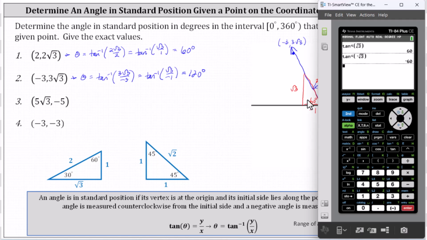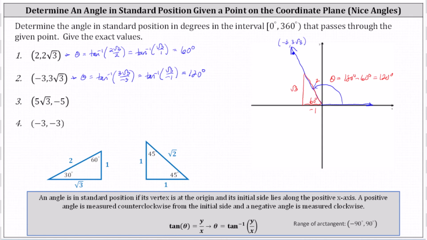The other option would be to add 180 degrees to negative 60 degrees to determine the angle. And the reason that works is if we go back to the coordinate plane and sketch negative 60 degrees, the terminal side would be pointing in the opposite direction here. And if we add 180 degrees to negative 60 degrees, of course we get 120 degrees. So it is important to always remember to give the angle in the correct quadrant as well as the correct interval. And now let's move along to number 3.